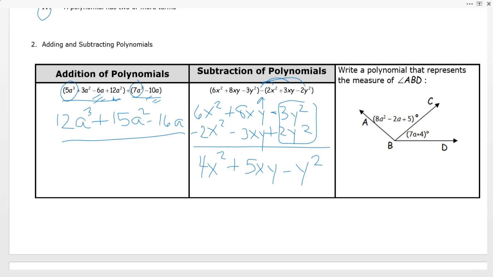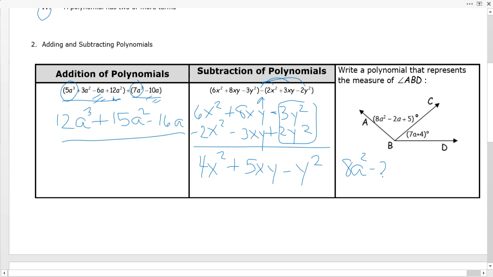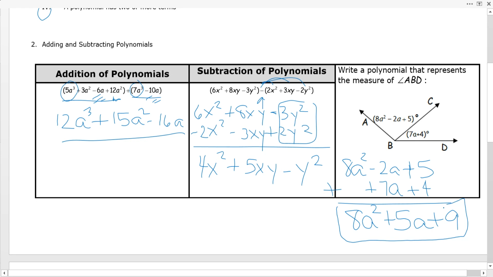Okay, so the polynomial that represents the measure of a, b, d would be adding those two together. So that's going to be 8a squared minus 2a plus 5. And then I'm adding to that 7a plus 4. So I'm going to put my 7a under my minus 2a, and my plus 4 goes under my 5. So now I have 8a squared plus 5a plus 9. That would be the simplified polynomial.